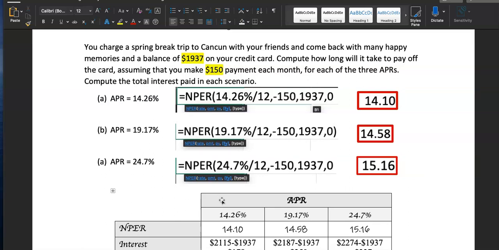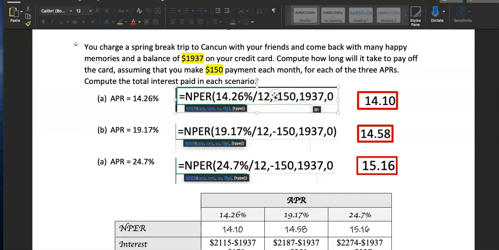All right, you charge a spring break trip to Cancun with your friends and come back with many happy memories and a balance of $19.37 on your credit card. Now that's the debt that you're going to have to pay off, right? Compute how long will it take to pay off the card, assuming that you make $150 payment each month. So these two numbers are set. You know that you owe this much, and you're willing to pay $150 every month. For each of these three APRs, compute the total interest paid in each scenario.